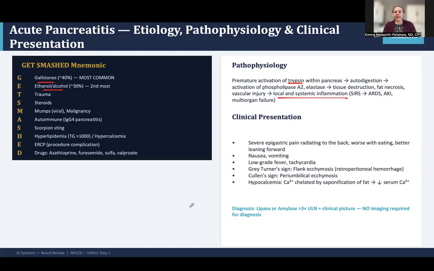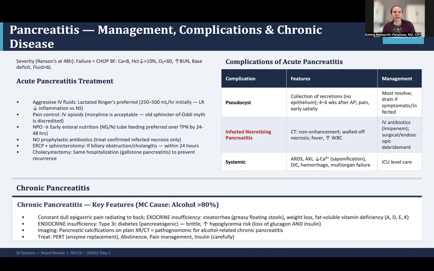Severe epigastric pain radiating to the back is going to be kind of your classic symptom. Worse with eating, better leaning forward. Low-grade fever and tachycardia. There can be some flank ecchymosis, which is due to a retroperitoneal hemorrhage. Cullen sign, which is a periumbilical ecchymosis, and low serum calcium.